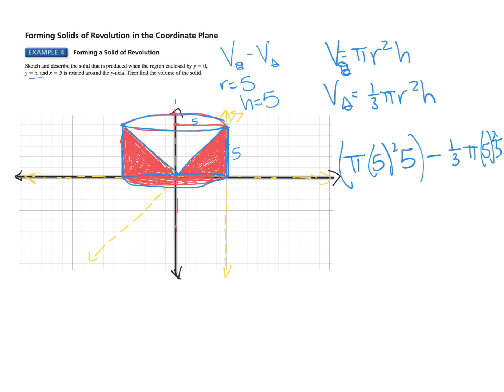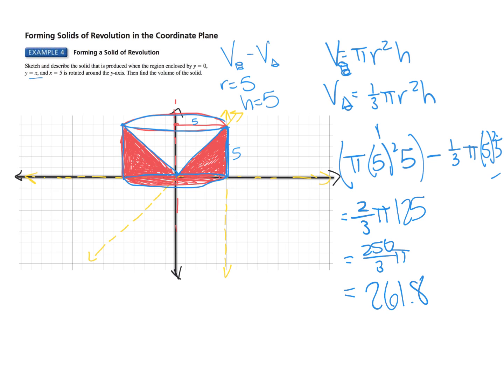So if you look at that, they're all the same. It's 1 minus 1/3. So it's actually going to be 2/3 pi times 125. Or you can break it apart and do it by hand. But if that's a 1 and that's 1/3 of the same thing, then you have 2/3 left. That's 250 over 3 pi. Plug that in and you get 261.8 units cubed. So you can say it's approximately that, or approximately 250 over 3 pi.